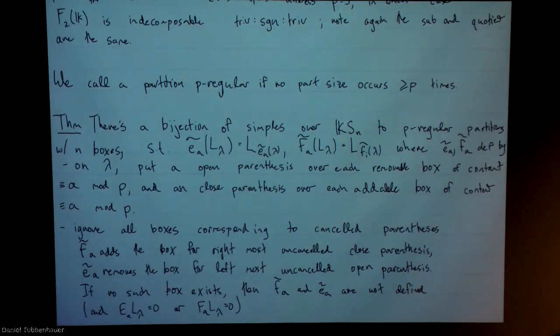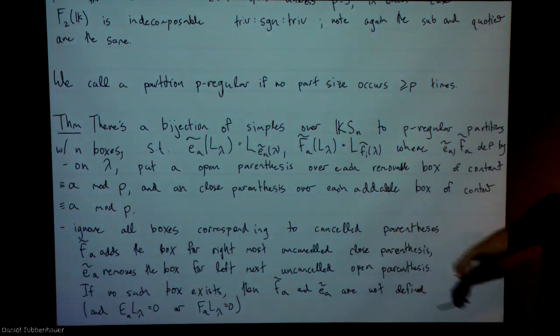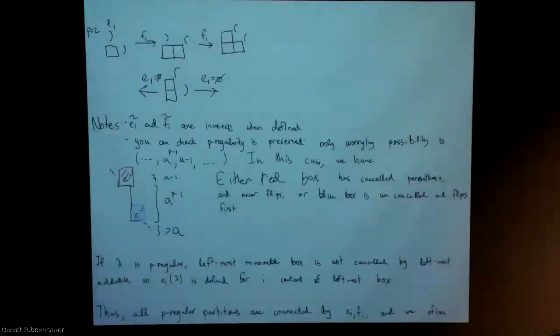But it's always that I flip a parenthesis that doesn't create any cancellations. That's always the rule. And if there are no uncanceled ones, then FA and EA, people would say they go to 0. What's happening here is that applying that functor to the simple gives you 0. I kind of like to say they're not defined, but it depends on your preferences.